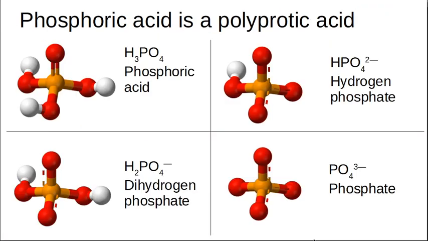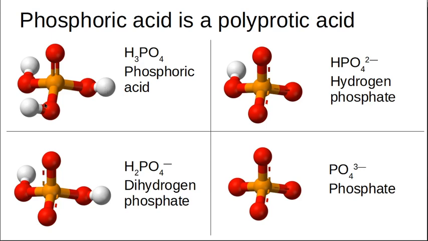So remember now that phosphoric acid is a polyprotic acid. Here's the phosphorus atom, and here are your 4 oxygen atoms. So this is the PO4, and there are these little hydrogens on the end. So you can lose hydrogens along the way, okay?